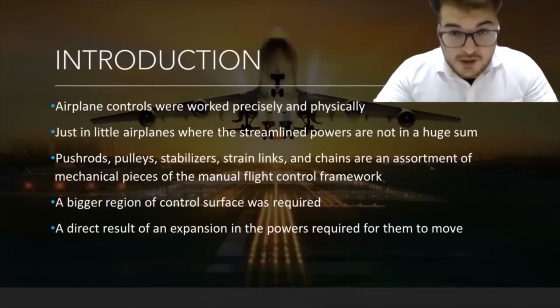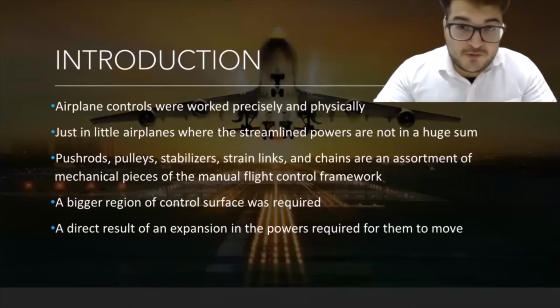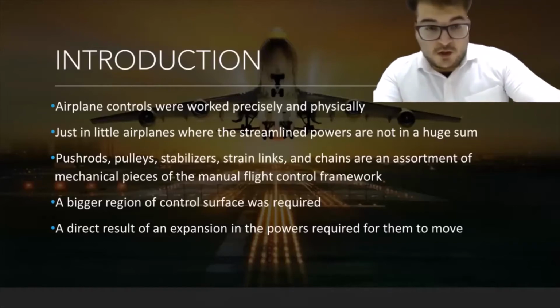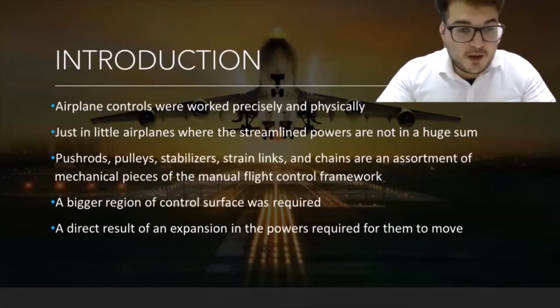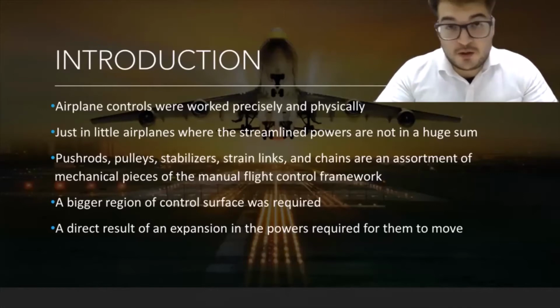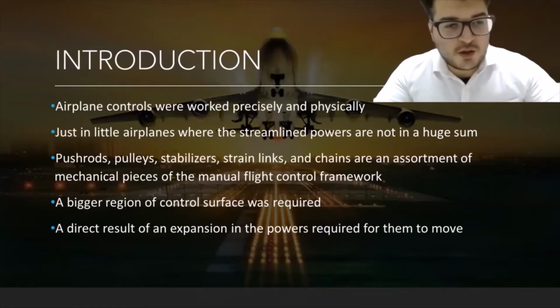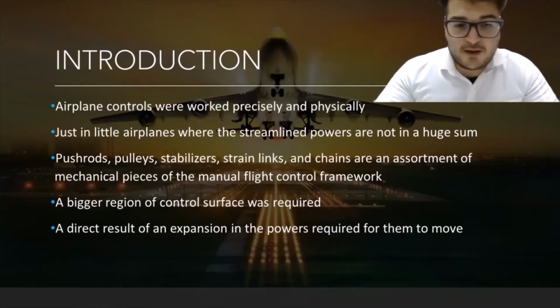Airplane controls work mechanically and physically, just in little airplanes where the aerodynamic forces are not in a huge amount, so it is very rare nowadays to find airplanes which are worked mechanically. Push rods, pulleys, stabilizers, string links, and chains are an assortment of mechanical pieces of the manual flight control system. The most basic flight control system designs were mechanical, and they go back to the earliest airplanes. They work with an assortment of mechanical parts, for example, as mentioned, push rods, pulleys, stabilizers, string links, and chains, just so they can send forces to the flight deck controls and to the control surfaces.